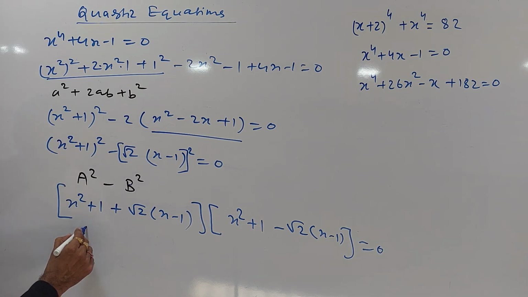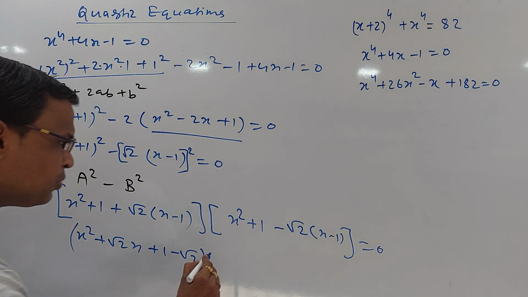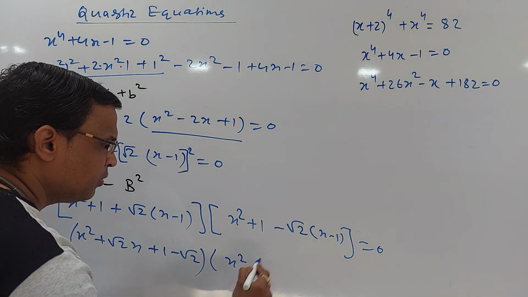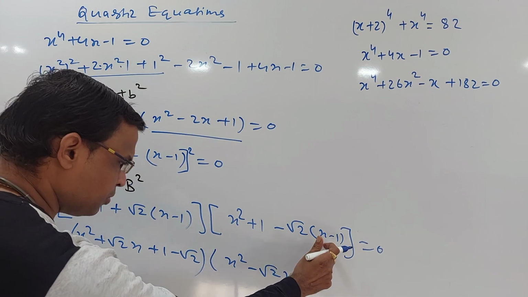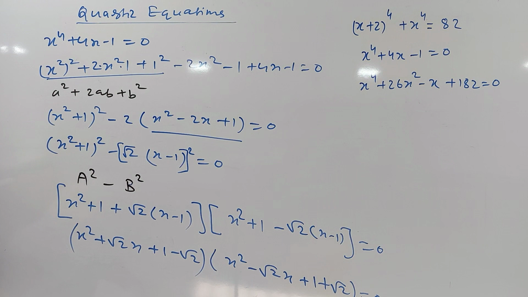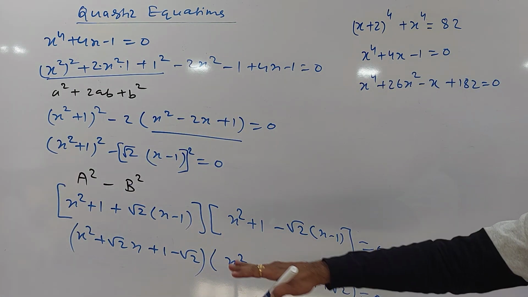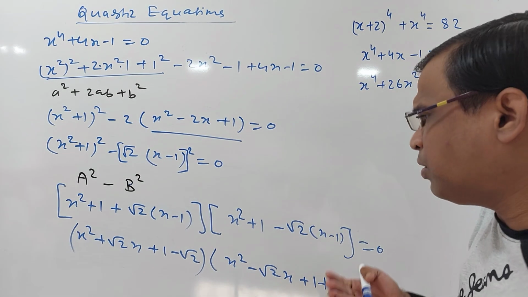So I can call it like x square plus root 2x plus 1 minus root 2, and here we go, x square minus root 2x plus 1 plus root 2. So I am getting something like this. Fine. Now both are quadratic, so we can solve it using, preferably it's your call.